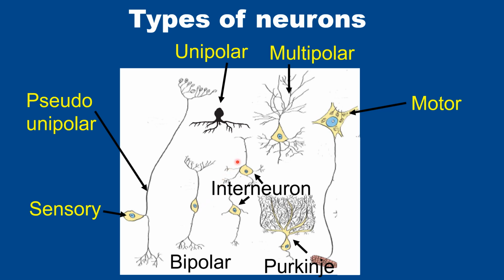The bipolar neurons are present in the retina. The rest of the neurons are multipolar neurons, and in between the large multipolar neurons lie small multipolar neurons which are known as interneurons. The Purkinje neuron needs special mention because they have a very big dendritic tree. The motor neurons of the spinal cord contain coarse Nissl granules.